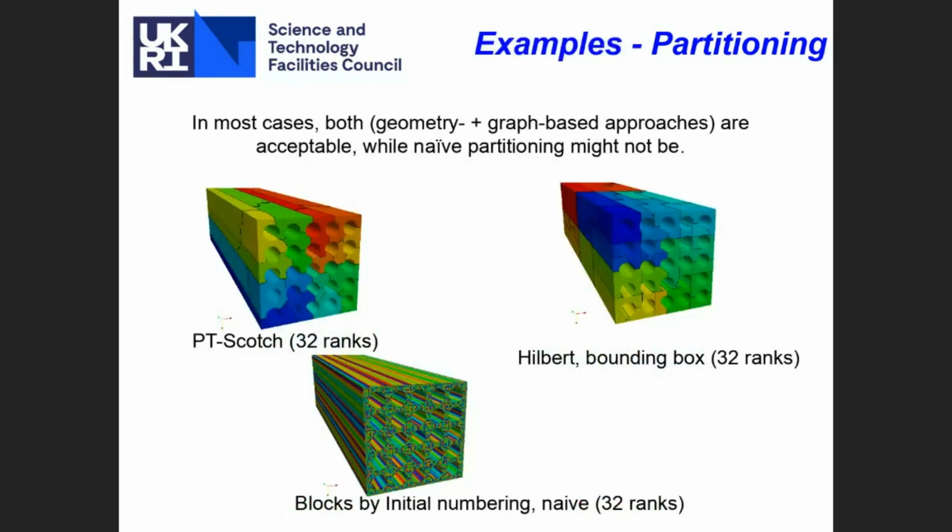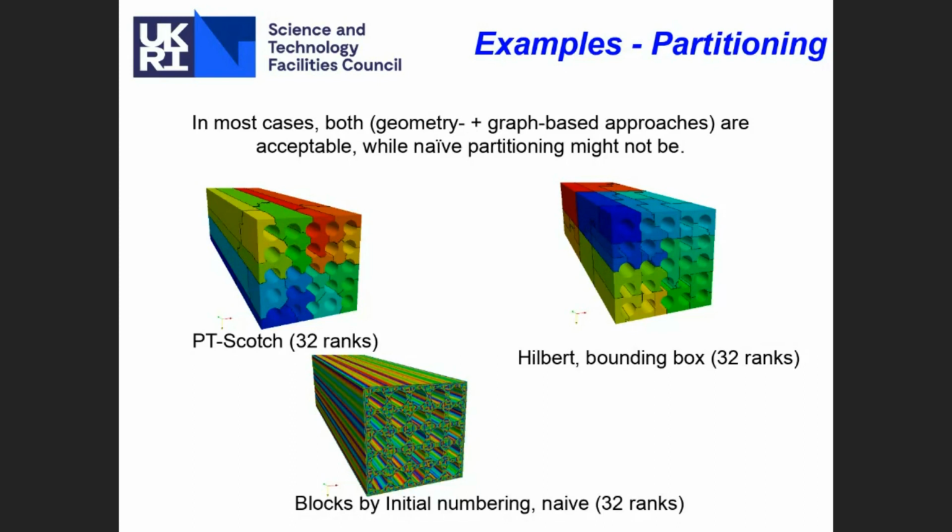I won't go into more detail here about the graph-based approaches, but on the top left-hand side, you can see PtScotch, which is a library that allows partitioning using graph-based techniques. You can see the example on 32 ranks, MPI tasks or cores, compared to the Hilbert example. You can see that the shapes of the subdomains are a little bit different.